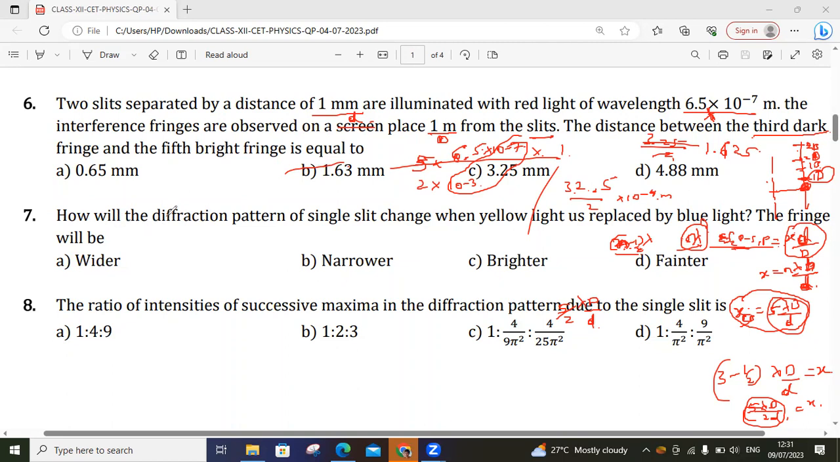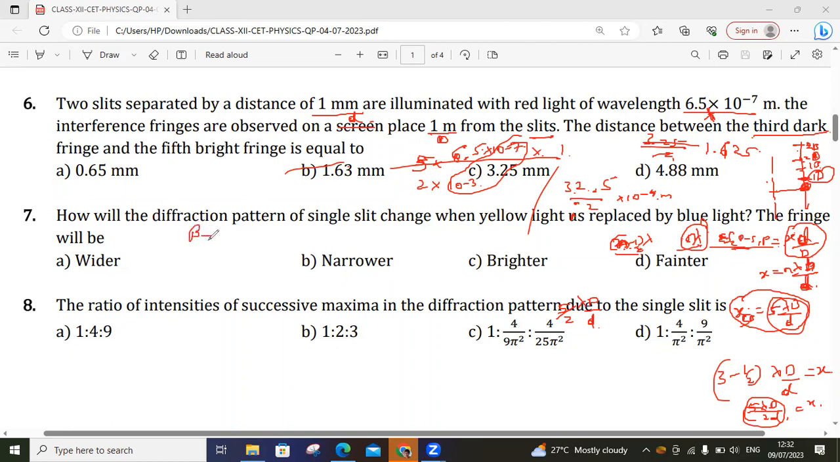How will the diffraction pattern of single slit change when yellow light is replaced by blue light? The fringe will be wider, narrower, brighter center. Brighter center will not come because intensity of light is up to us, how much bright we put.